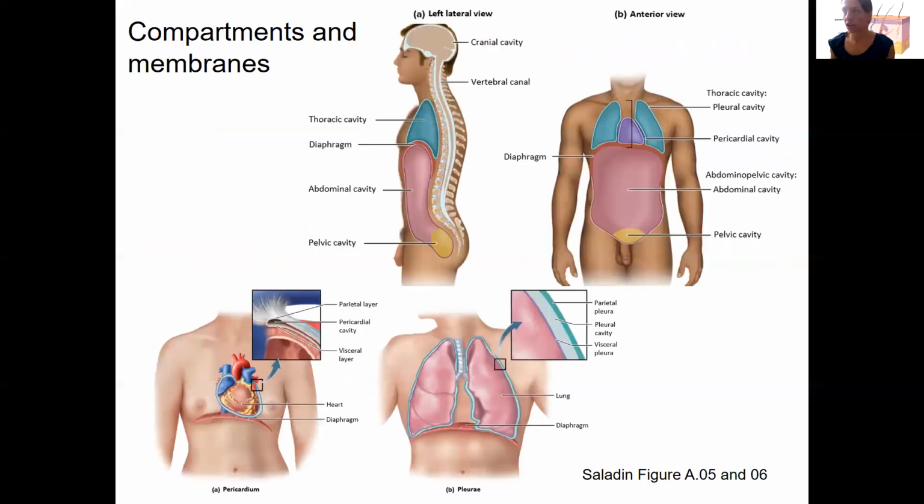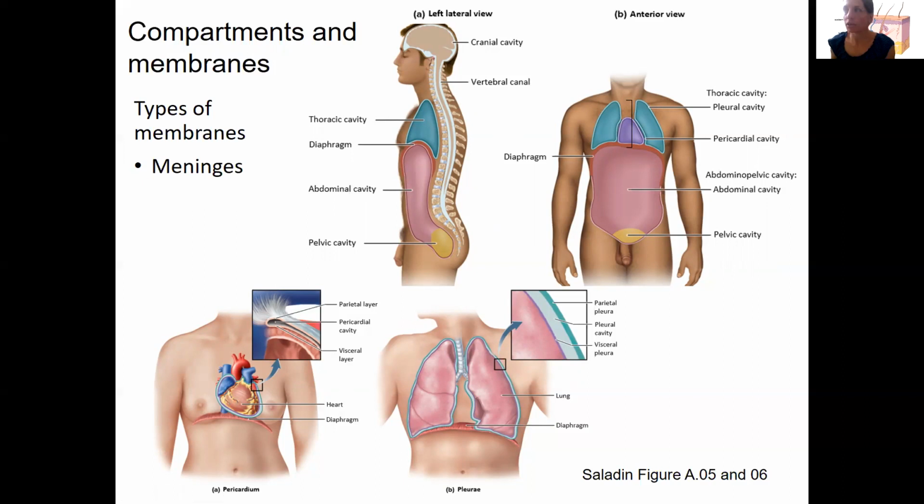A lot of pictures here. This is all you've seen before, these different compartments that are cavities. So we've got the cranial cavity, vertebral, thoracic, abdominal, and then some of these are divided further, the abdominal and the pelvic. And then within the thoracic, there's also the pericardium, pericardial cavity, and the pleural cavity. So what makes these be separate compartments is the membranes that surround them. So the types of membranes are going to be listed here.